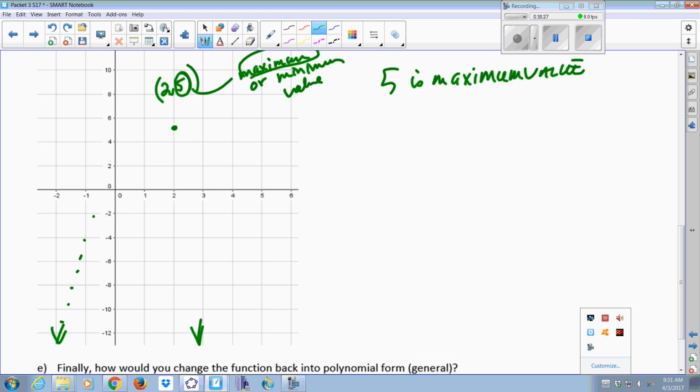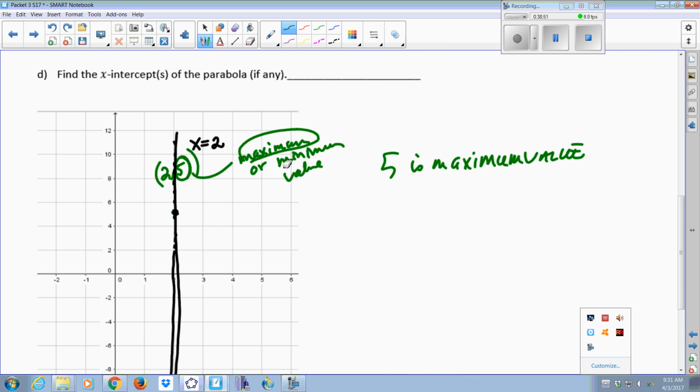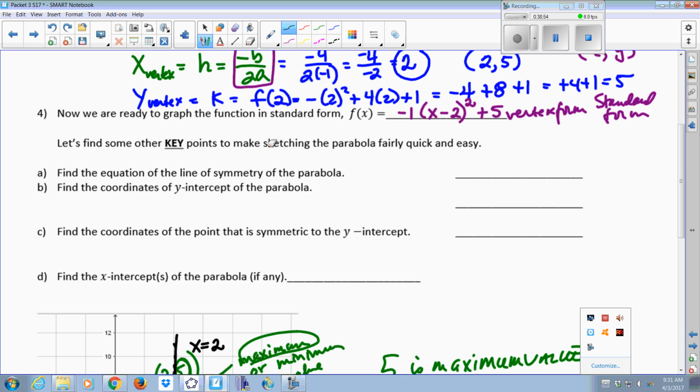We know the vertex, we know that it opens downward, and we also know the equation of the line of symmetry. We come right down like this. Here's my line of symmetry, right down through the vertex. So my line of symmetry is x equals h, which is 2. It's the x value of your vertex. All right. So what else do we need to graph a parabola? There's a couple of key points here. Let's find them. The equation for the line of symmetry we just did, x equals 2.